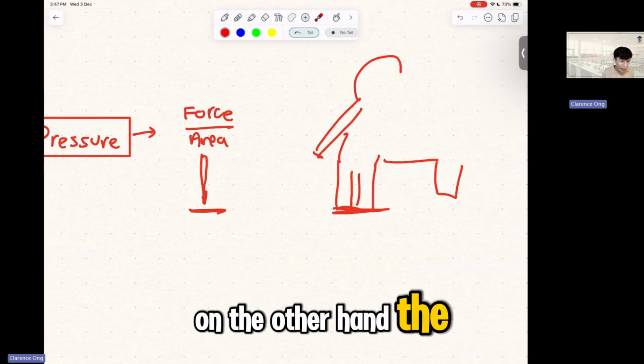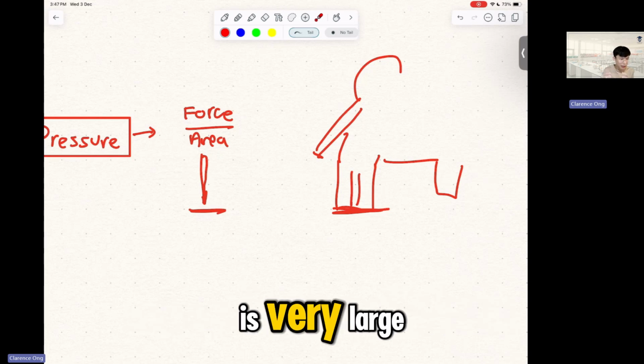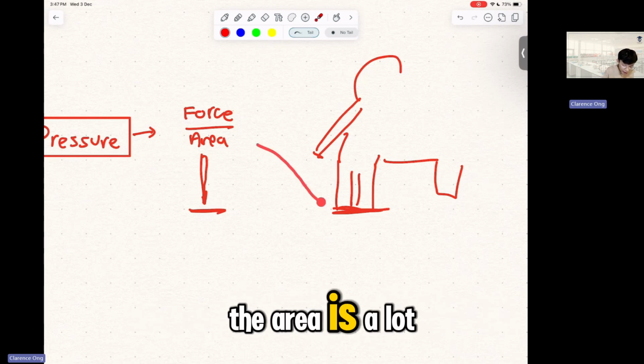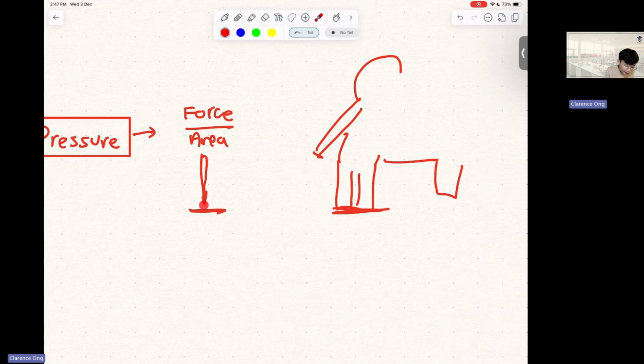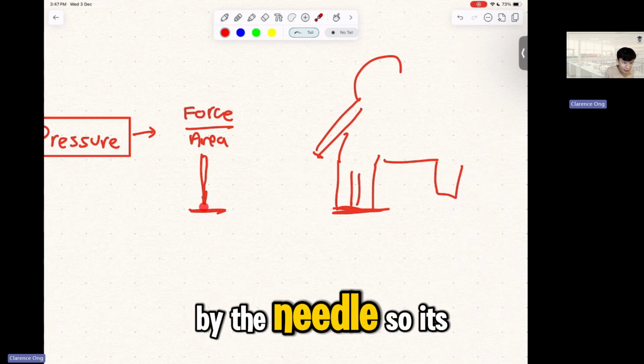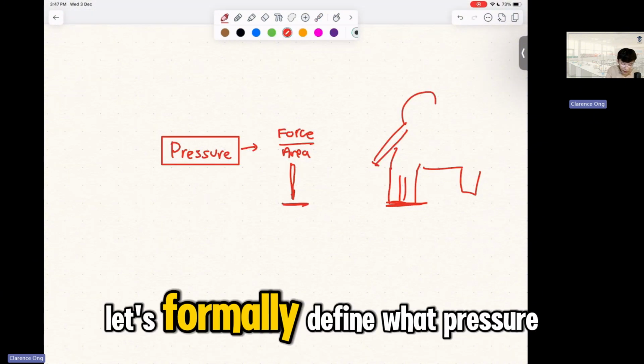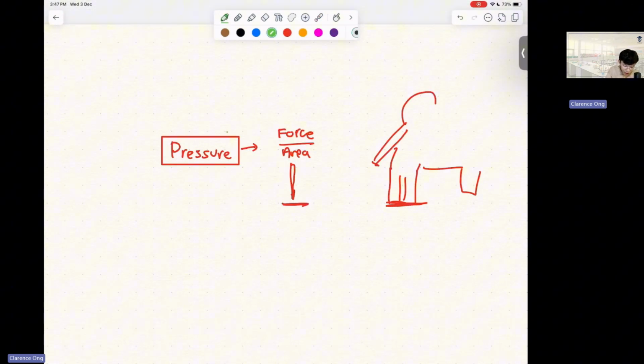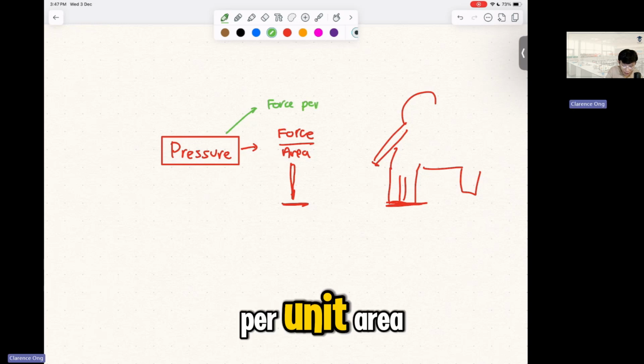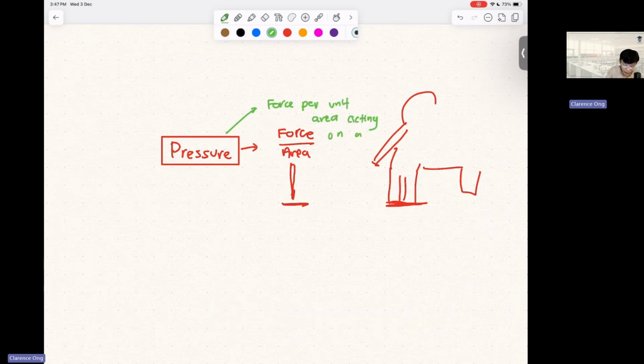On the other hand, the elephant, even though the force is very large, the area is a lot larger than the area of contact by the needle. So its pressure would likely be smaller. Let's formally define what pressure is. Pressure is the force per unit area acting on a surface.